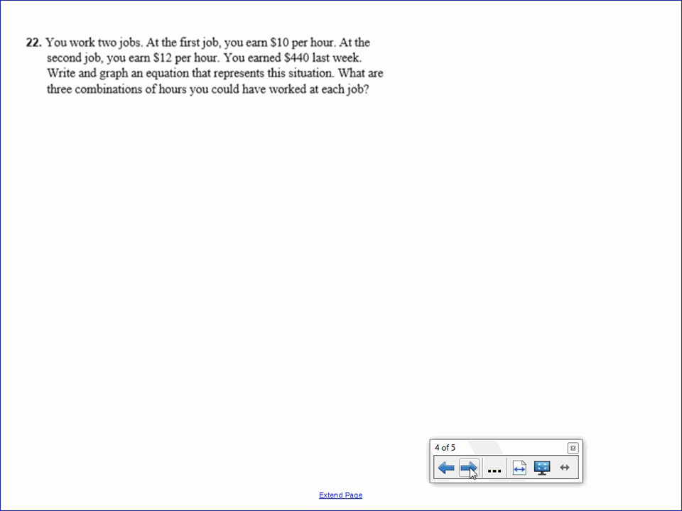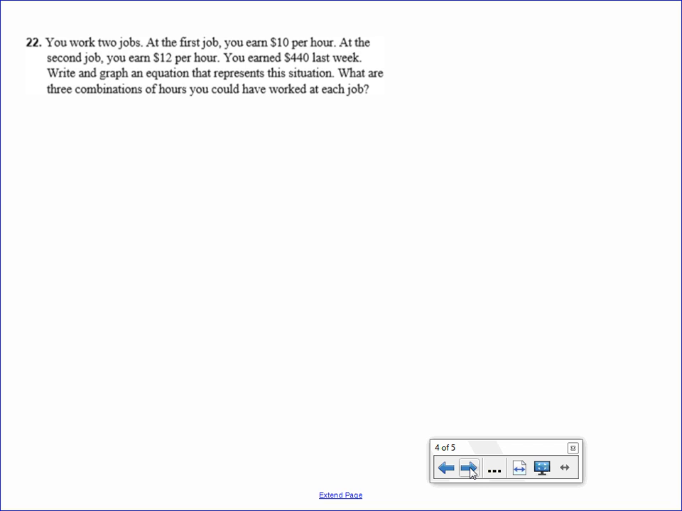Okay, now a couple word problems for us. Here's what we got. You work 2 jobs. At the first job, you earn $10 per hour. The second job, you earn $12 an hour. You earned $440 last week. Write and graph an equation that represents the situation. What are 3 combinations of hours that you could have worked at each job?